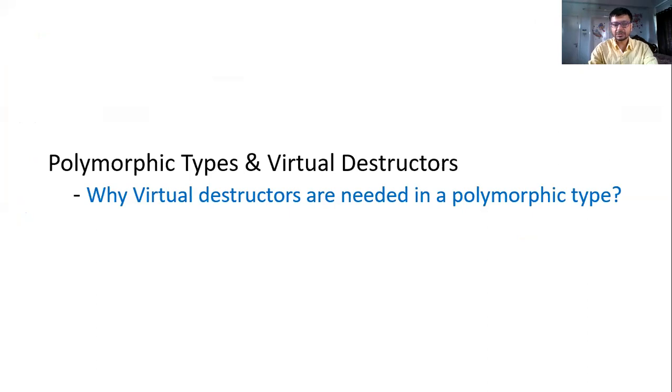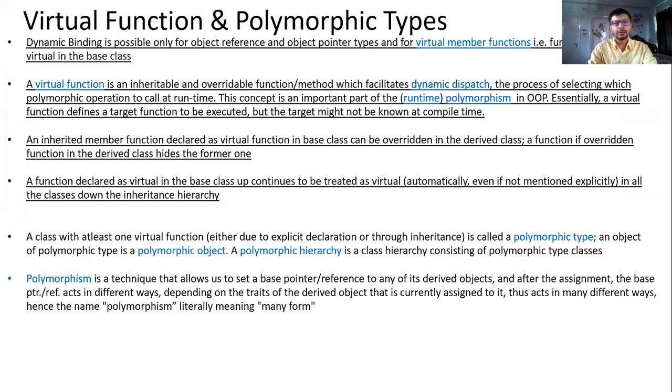Polymorphic types and virtual destructors. So just to summarize what we have learned in the last class, the dynamic binding that we discussed: we talked about both static and dynamic binding cases, and we found that dynamic binding can be required when we use function pointers, and if you use references to functions also, we may require dynamic binding at times.